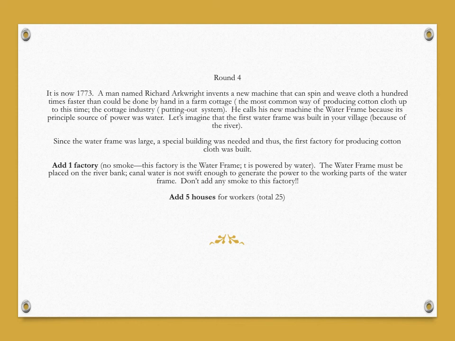Because there's no smoke, the water frame is powered by the water. The water frame must be placed on the riverbank. The canal water is not fast enough to generate power, so it has to be on the river. No smoke again, because the coal is not running this factory, the water is. And then add 5 houses for workers at this new factory. And pause the video until you're ready to move on.